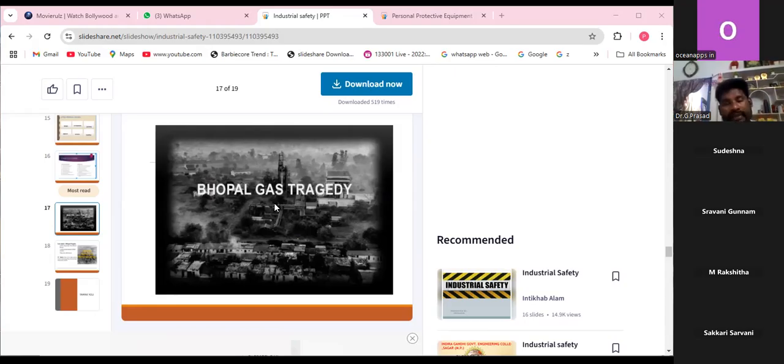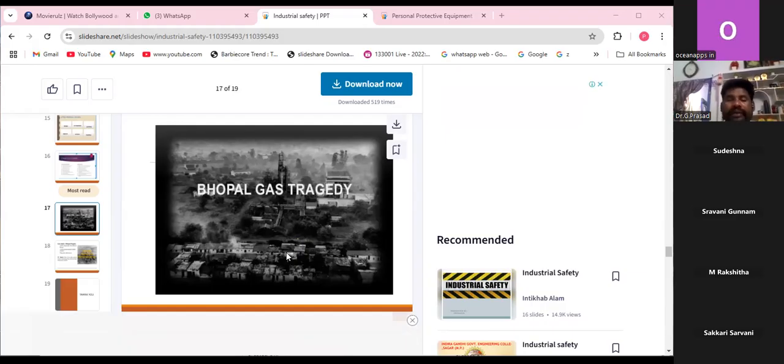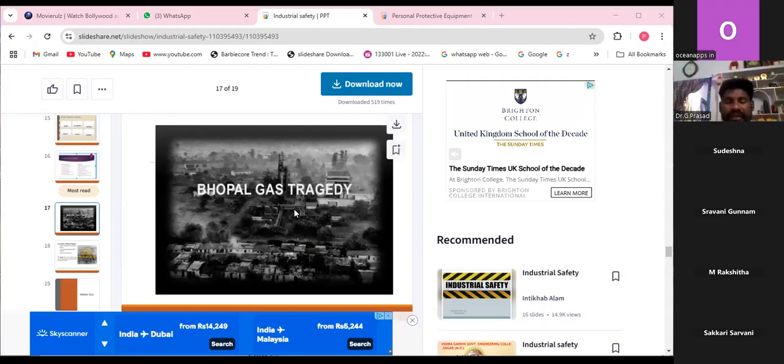That gas was leaked in the 80s at midnight. It spread over the surrounding area in Bhopal, where the plant was established. A lot of people died because of inhaling the very hazardous gases. One of India's most dangerous disasters is the Bhopal gas tragedy.